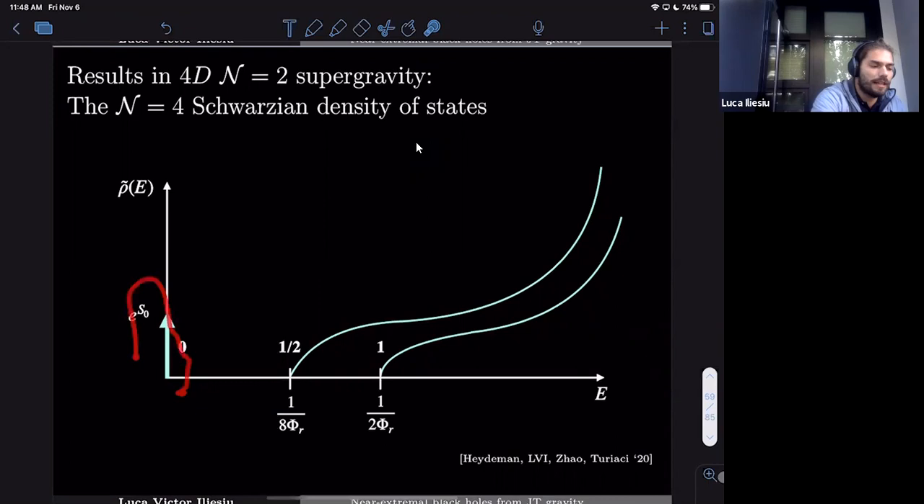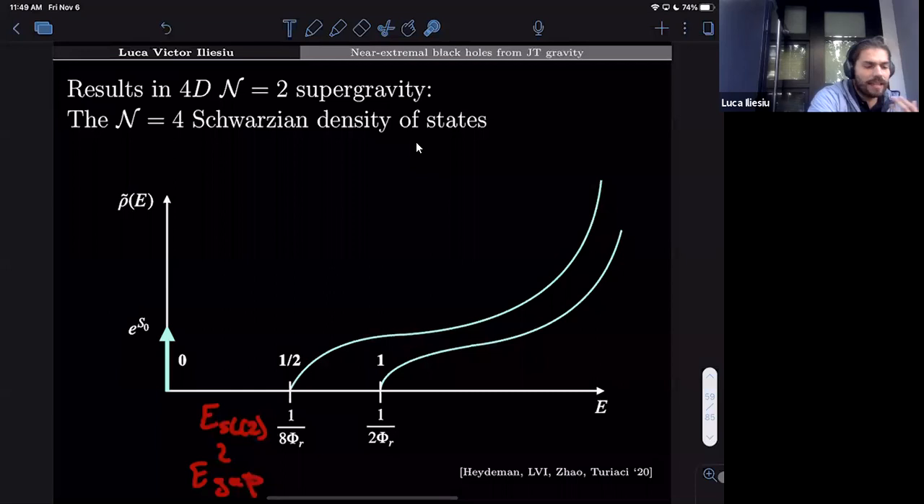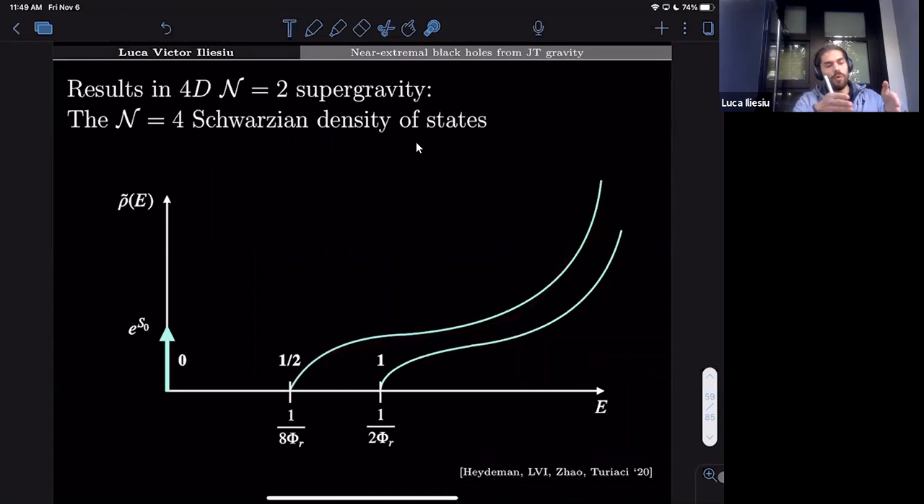And then I have states that have different black holes with different spins that start at different energies. So for instance, the black holes that have spin 1/2 start precisely at a scale proportional to the scale E_SL2, or E-gap, that people have discussed. And then there's a continuum of states that consists of black holes who have energies that are very finely spaced.